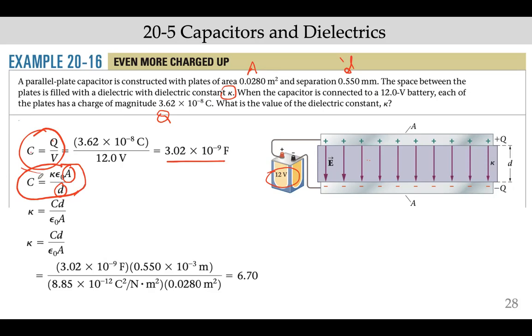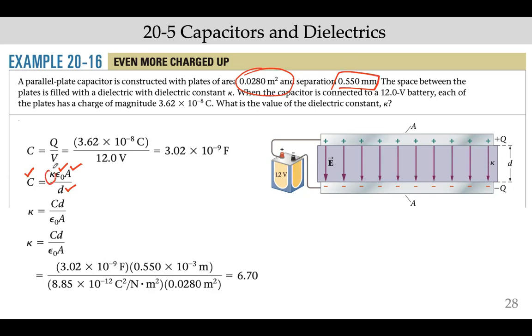In the second formula, from the first line, we calculated the capacitance, so we know C. Epsilon 0 is just a constant of nature. A is given here, and you have to use SI units. So this is already meters squared, but for D, you have to convert to meters. Everything is given except kappa, and indeed, the question is about kappa. If you plug in the numbers and solve for kappa, you will find it to be 6.7.